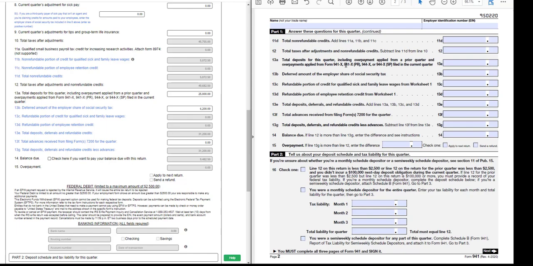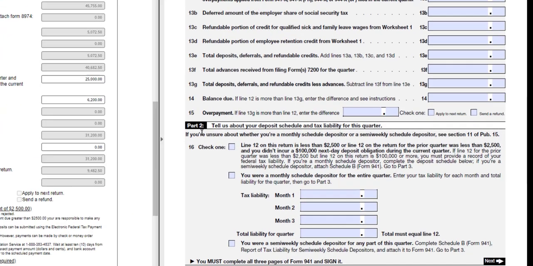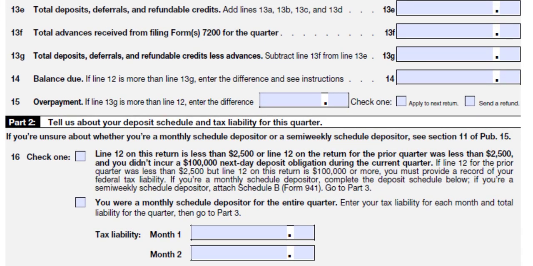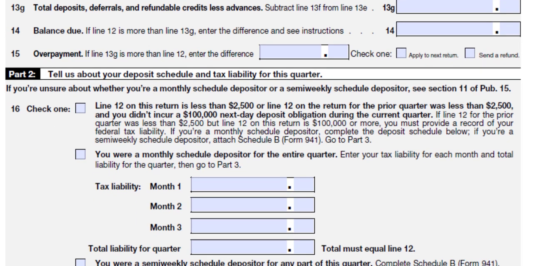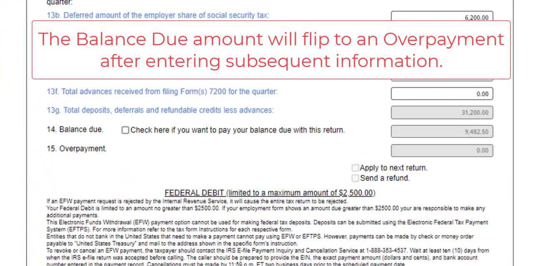Line 15, overpayment. If applicable, you must indicate whether you want the overpayment to apply to the next return or have the IRS send you a refund. In this example, there is an overpayment, so we should choose one. However, for purposes of this example, to engineer at least one error, I'll leave it empty.